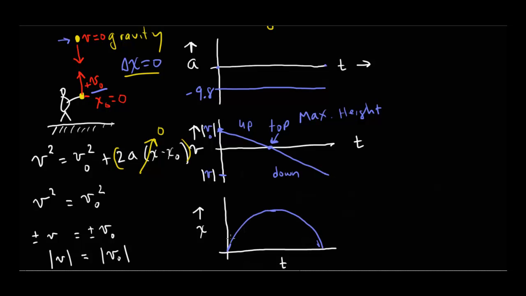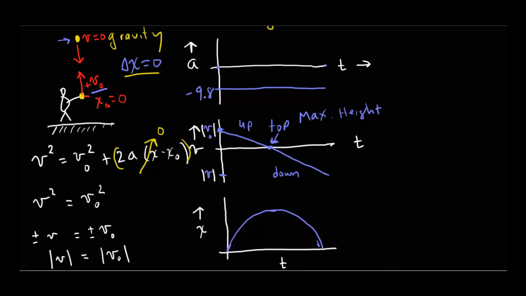The slope begins at a large positive value and it diminishes and diminishes and goes to zero, and then the slope becomes negative and becomes increasingly negative until I catch it. So this would be the graph of the position with respect to time.